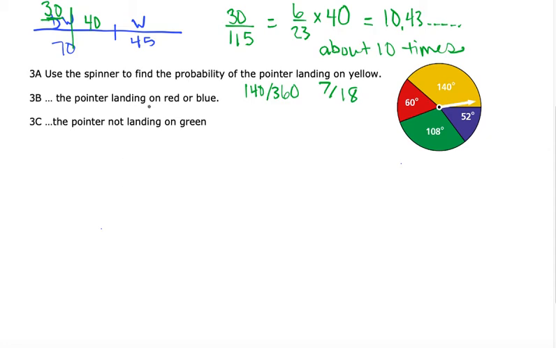How about the pointer landing on red or blue? Well, red is 60 and blue is 52, so I'm going to take 60 plus 52 and put it over 360. That's the total number of degrees in that circle. So I have 112 over 360, which reduces to 14 over 45.